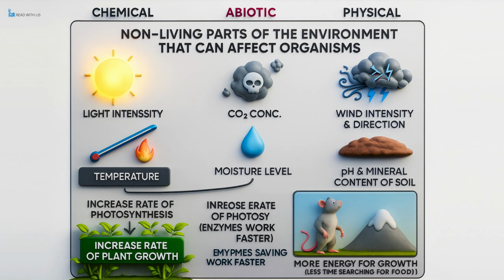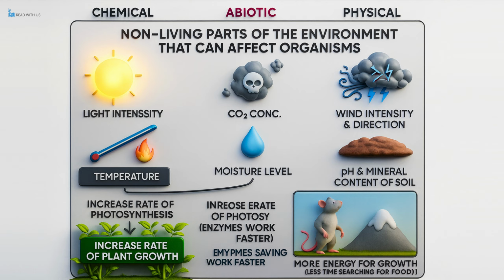These are usually physical or chemical aspects of the natural surroundings, such as light intensity, temperature, levels of carbon dioxide, soil moisture, air or water humidity, the strength and direction of wind, and the acidity or mineral content of the soil or water. For instance, if the temperature in a region rises, this could lead to faster photosynthesis in plants, as the enzymes that catalyze this process become more active within an optimal temperature range.